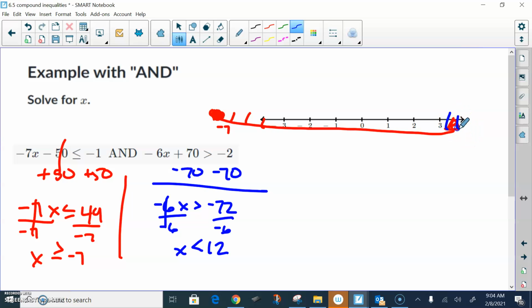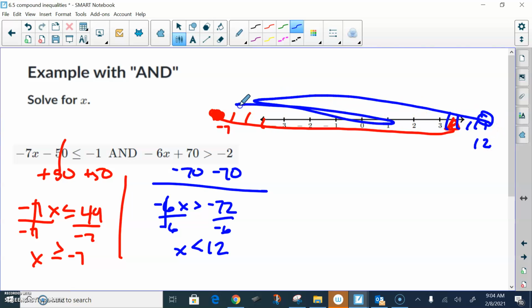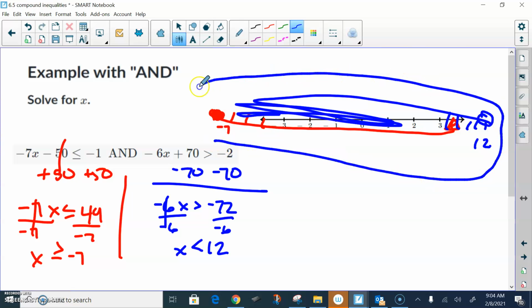I didn't pick a very good line here. We're going to say this is 12. And I put an open circle and I shade to the left. So in this case, we just want the section that's overlapping.